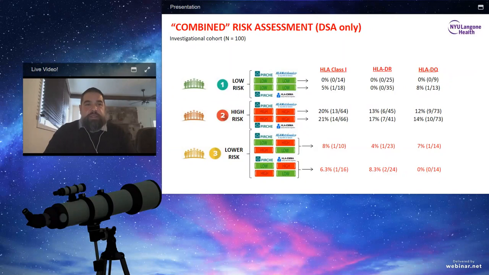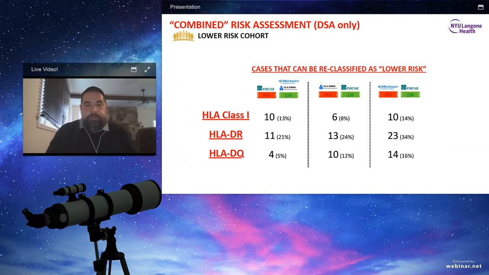In fact, when we went to look at the number, and we questioned what was the number of cases that could have been reclassified, the first column on the left-hand side is the number of cases that can be reclassified as lower risk by the combined PIRCHE and B cell. And the two columns on the left are the individual numbers if you do the B cell molecular mismatch through EMMA or matchmaker. But as you can see, there is anywhere between 5 to 21% of cases. They actually have a lower risk of developing DSA, but we are classifying them as high risk.